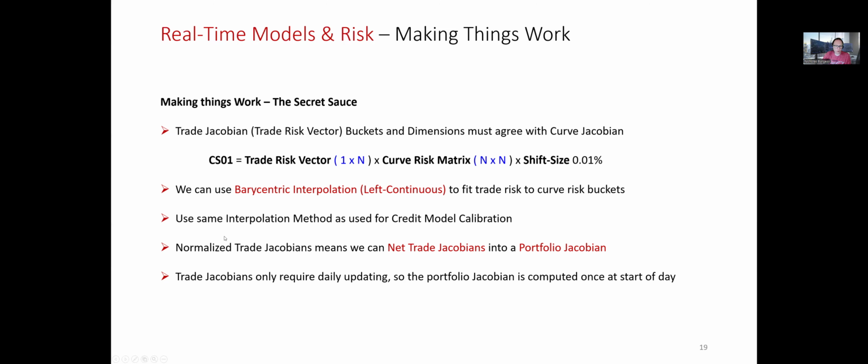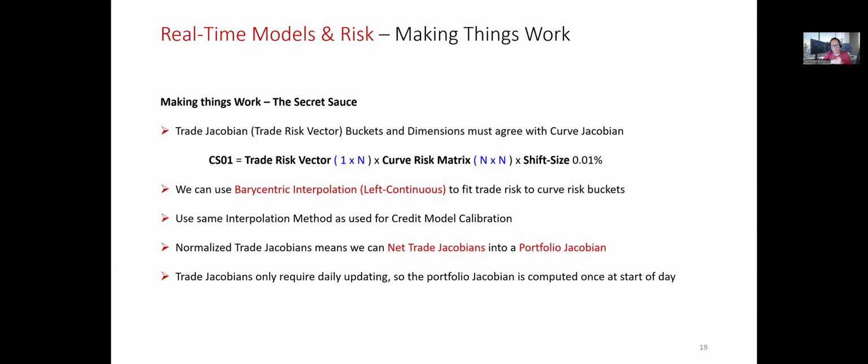So after performing barycentric interpolation on the trade risk vector, what you're doing is formatting your trade risk factor to fit and match your risk matrix. And you're normalizing it, standardizing, formatting your trade Jacobian, and that means that all trade Jacobians are in the same format, and that also means you can net them together to create portfolio Jacobians. So if you have, say, a book of 1,000 CDSs, you could net all of your trade risks together into one single risk factor, which would be your portfolio Jacobian. Instead of a trade Jacobian, you would have a portfolio Jacobian.